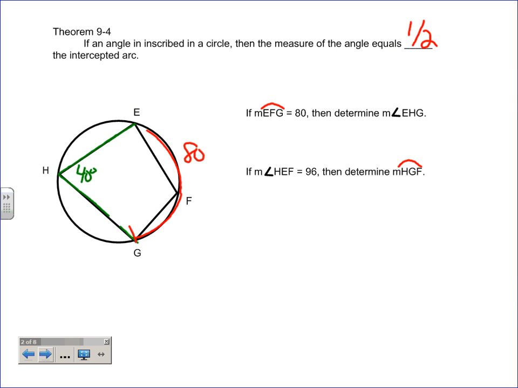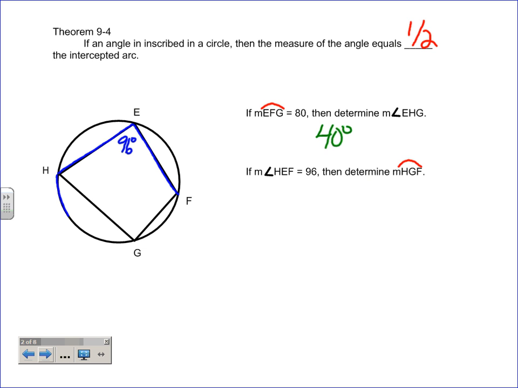Okay? It's going to be half of it. Okay? So how about if I go HEF? Well, I better get rid of this stuff here. So HEF, where's that now? So HEF. EF. So that's the inscribed angle. I told you that was 96.